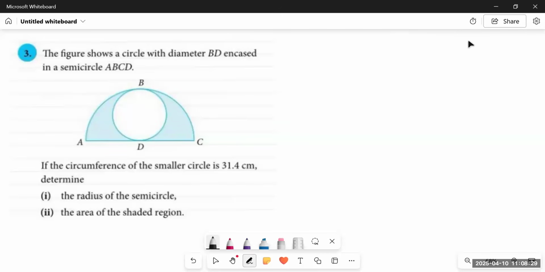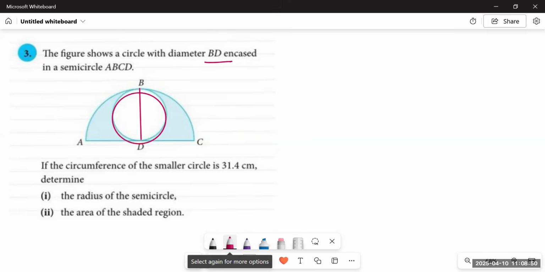Now we have a very good question. Let's try to solve this out. They say the figure shows a circle with diameter BD. As you can see, it's the diameter of this circle. They are talking about the circle in the middle, right? And the diameter BD is of this circle. So they're talking about this circle.